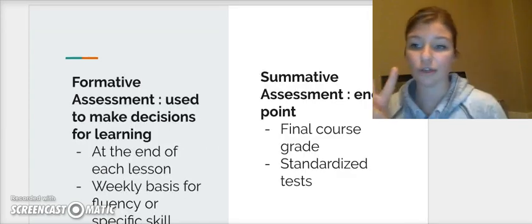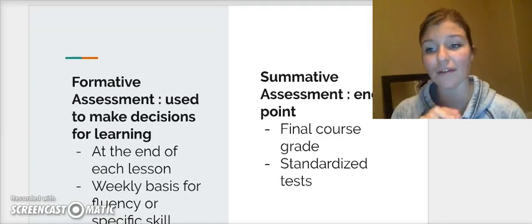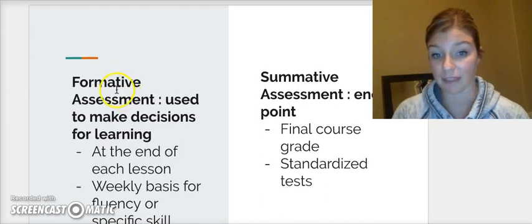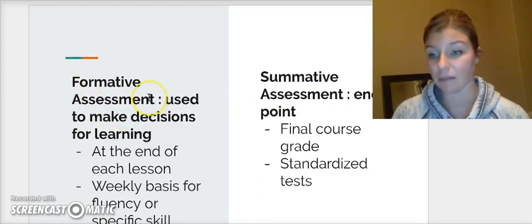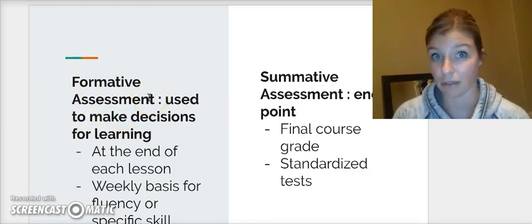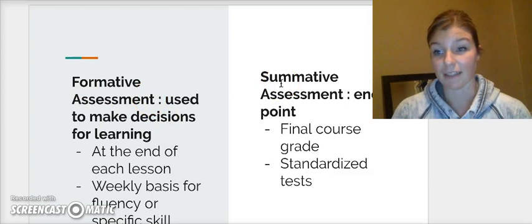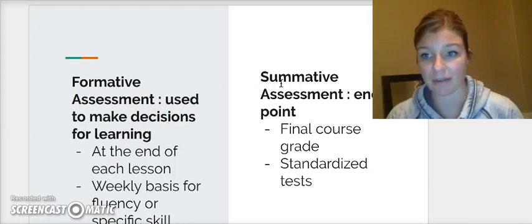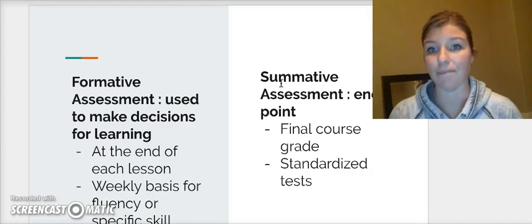Okay, two terms that you have to know. And I know I've talked about these before. There's two types of assessments. There's formative assessment and there's summative assessment. Formative assessment is the one that you are going to use the most. Summative assessment is that event. So there are still summative assessments that we give.